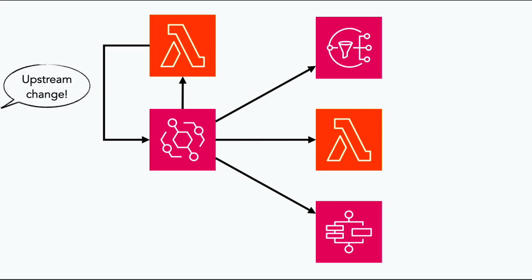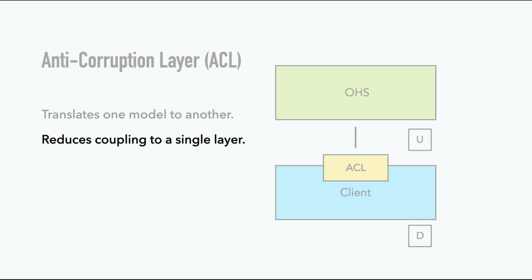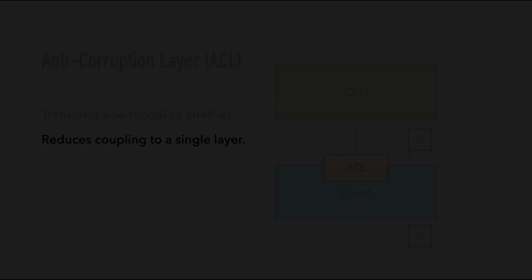And if the upstream team was to introduce changes to the events that we receive, then the anti-corruption layer, namely this translation Lambda function, is the only one that needs to change because our coupling to the upstream system is reduced to this single layer in our event-driven architecture. And that is why we have these anti-corruption layers.